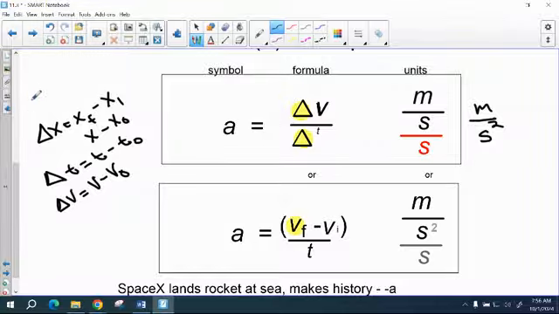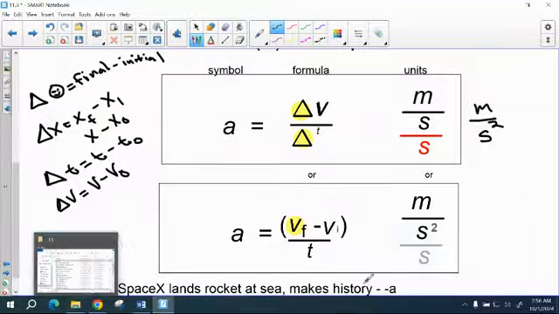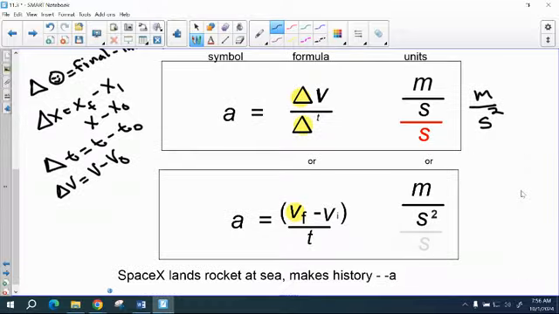And so it's whatever delta smiley face is, it's going to be the final smiley face minus the initial. So we're going to be measuring things, and when we measure the change, you always go with the final minus the initial. And so my favorite topic, rockets.